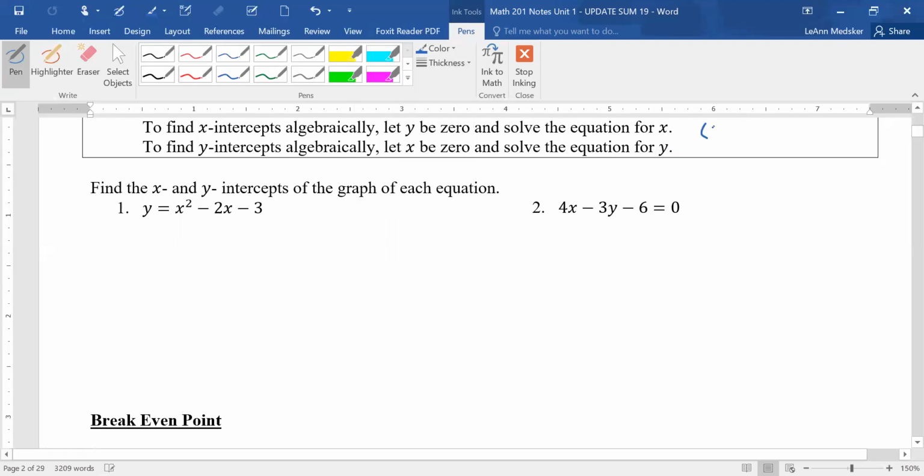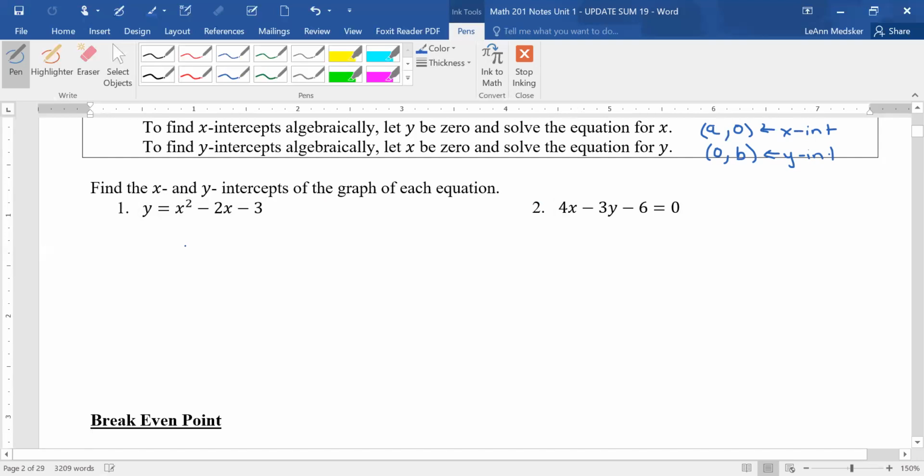This is some number, a, comma, 0. That's what x-intercepts look like. And y-intercepts always look like this. They're always 0, comma, a number. So to find the intercept, you always want to plug in 0 for the opposite letter, the one that you want to get rid of, essentially.